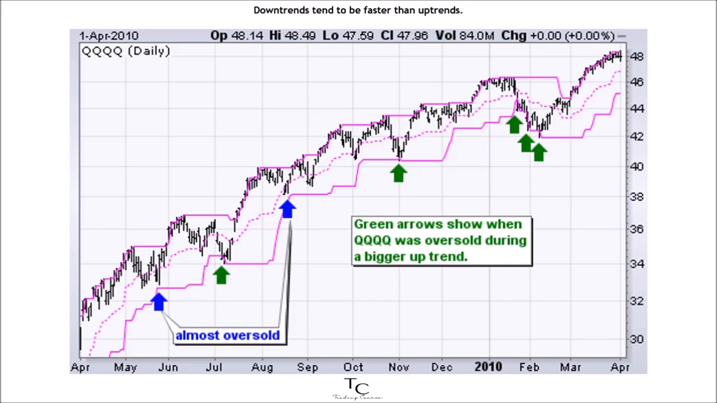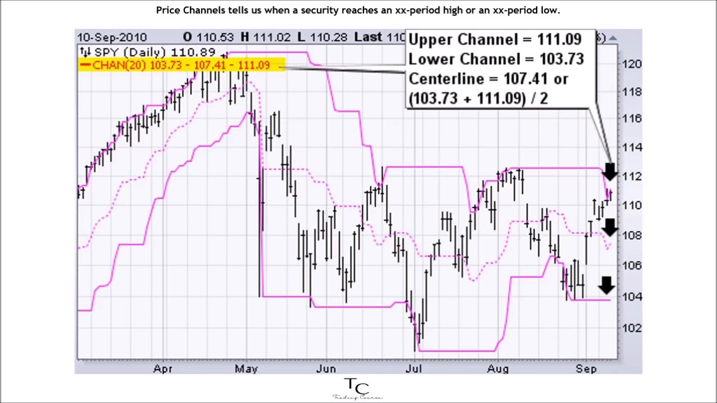Downtrends tend to be faster than uptrends. This means overbought readings may not occur during a strong or fast downtrend. Chartists may then need to tweak the price channel settings or use the center line for signals. Prices are more likely to touch the center line than the upper channel line.